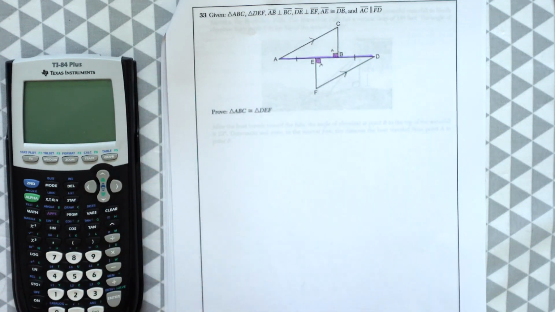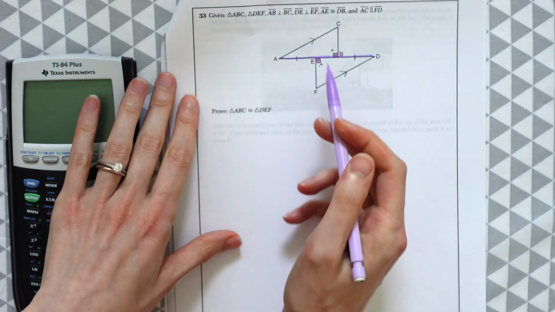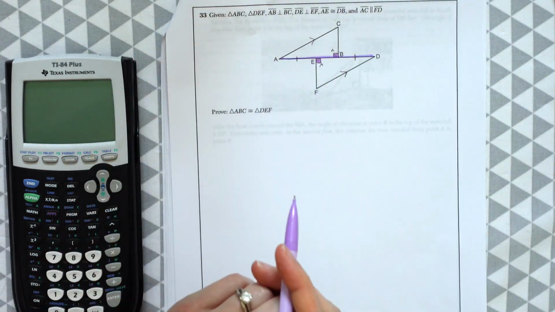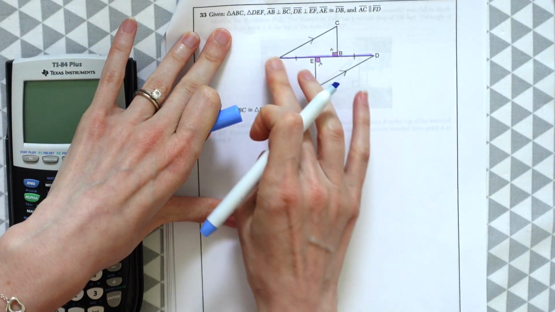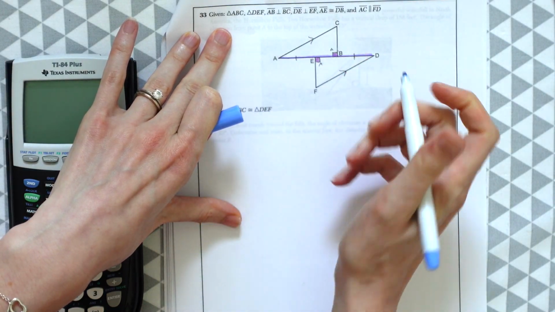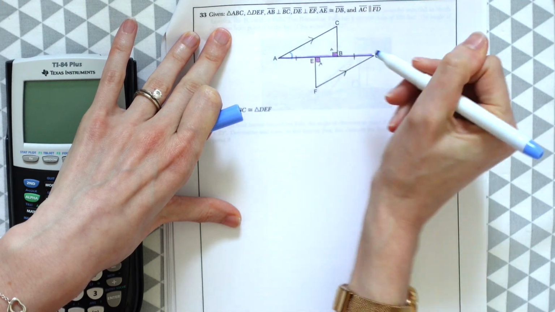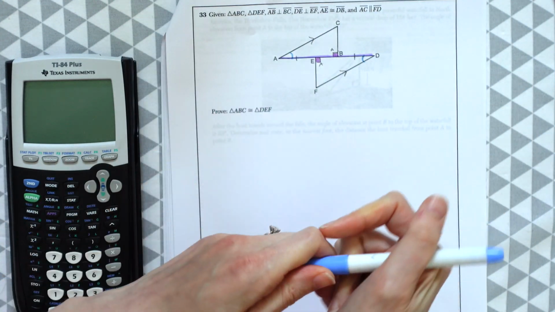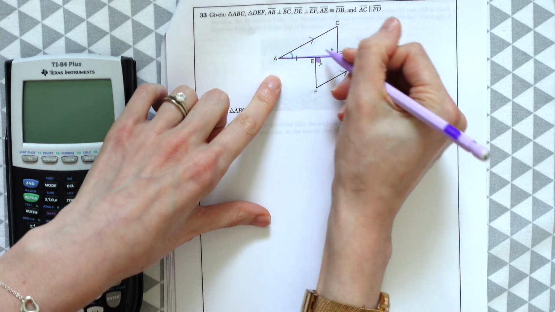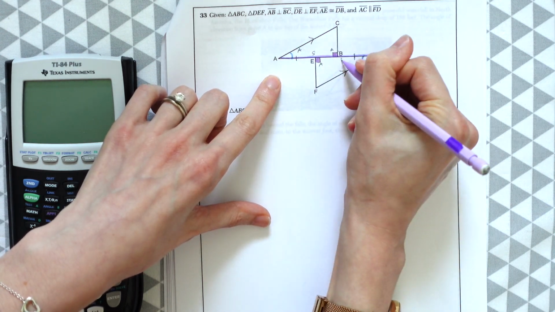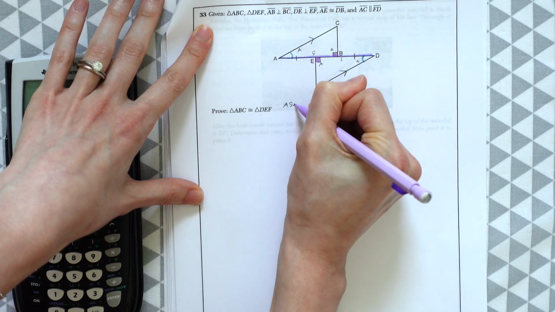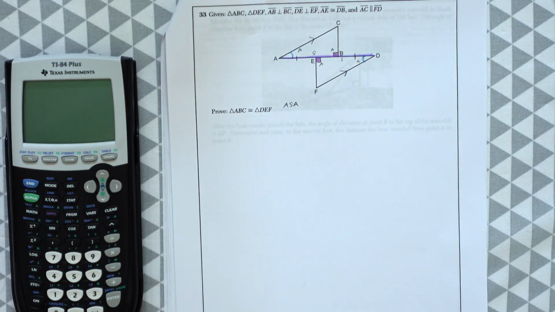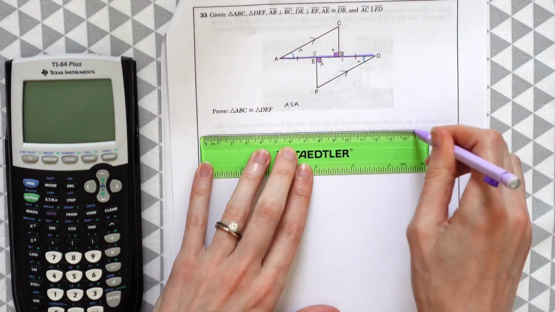We have a side. And they also mentioned that these are parallel. So that's going to give us some equal angles. Because these are parallel, line AD is going to act as a transversal, making angle A congruent to angle D. So we're going to have an angle, a side, and an angle. So we're going to be proving these two triangles congruent by angle, side, angle. And if this doesn't make sense, don't worry. We're going to go over each step.